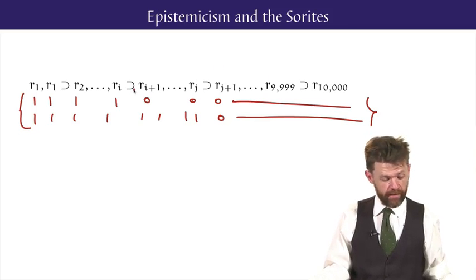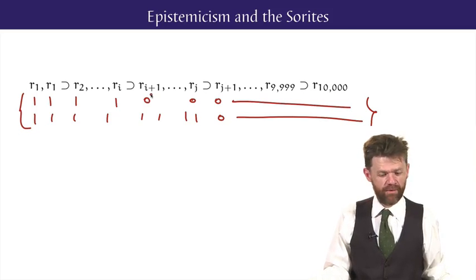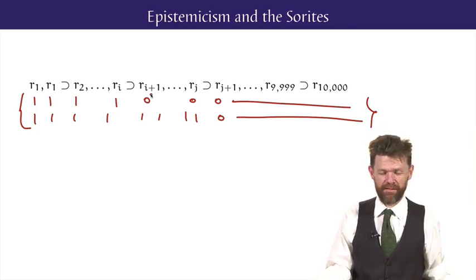It could be that this is the cutoff point between red and not red, or this is the cutoff point, or anywhere in between, or anywhere in a reasonably large range. Our information that we have isn't enough to decide. This is what epistemicism says about the Sorites paradox. The premises aren't all true, and one of the premises is false. It's just that we don't know which.